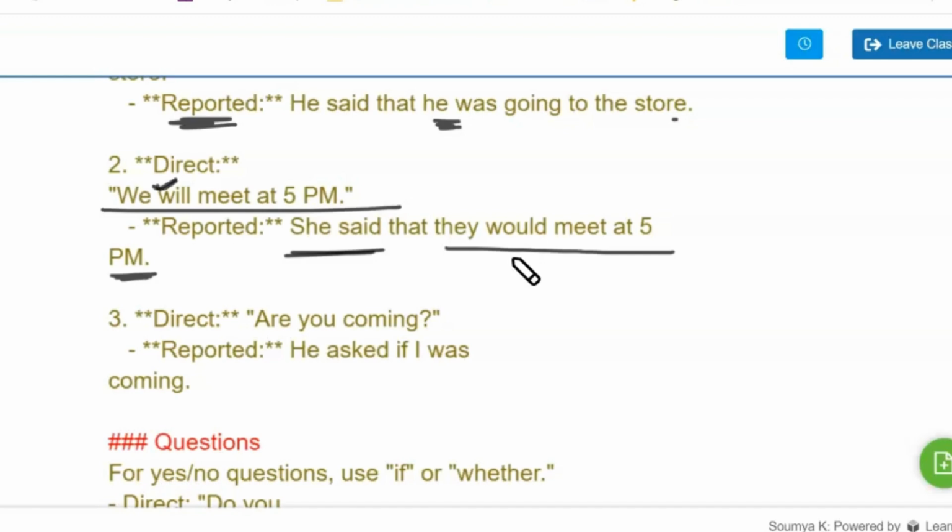So we, person 1 telling to person 2, and this person is reporting it to a third person, so it will be like they. That means the first person is telling to second person with somebody in mind. Okay, so when the second person reports it to somebody else, it will be converted like this. She said that they would meet at 5 p.m.